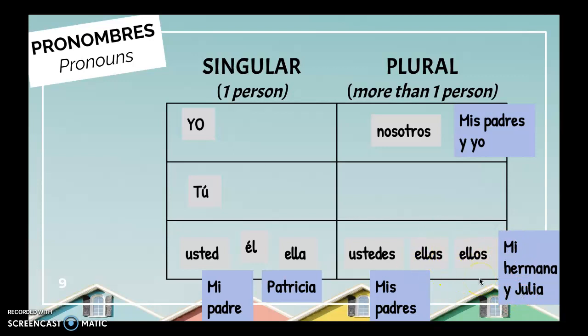So sometimes people get confused. They remember what the Spanish word is, but if we're talking about real people and using real names, they get confused. But hopefully this will help clarify that.